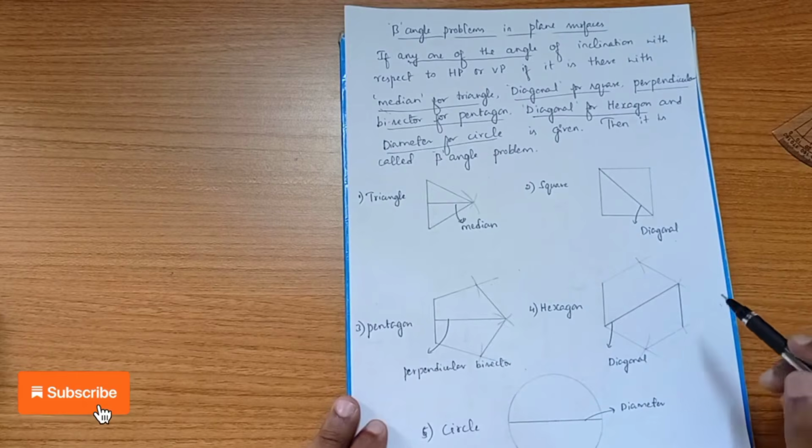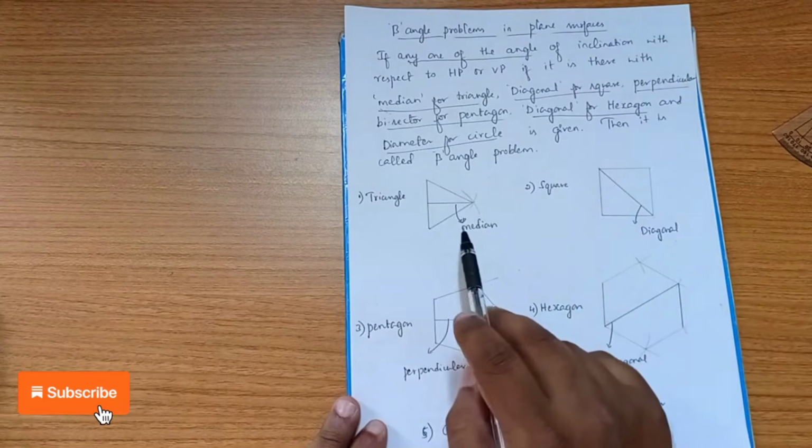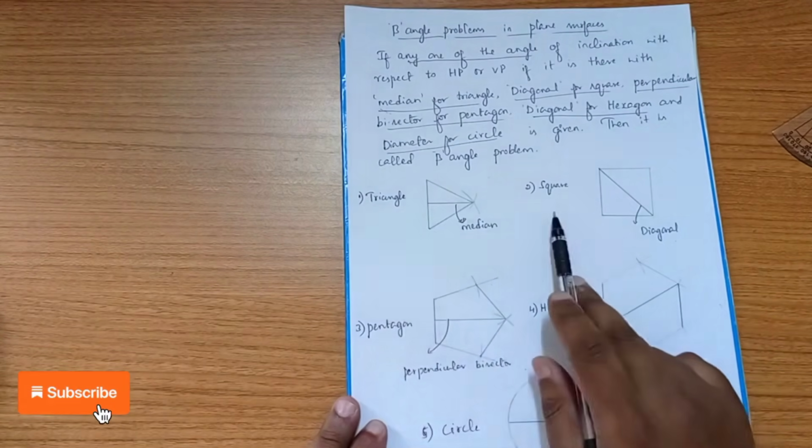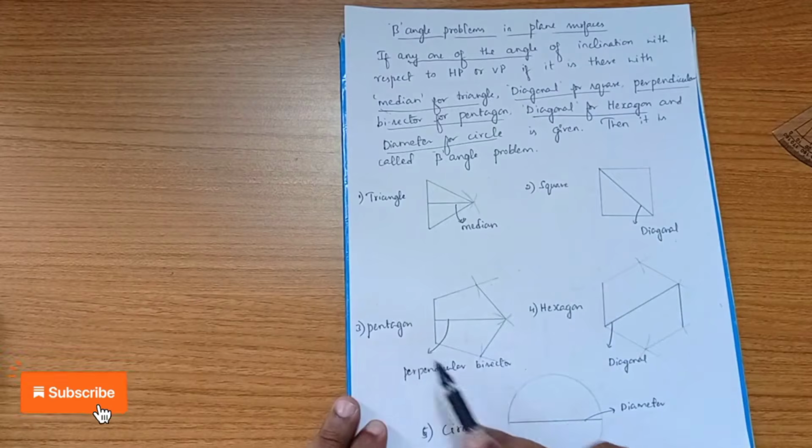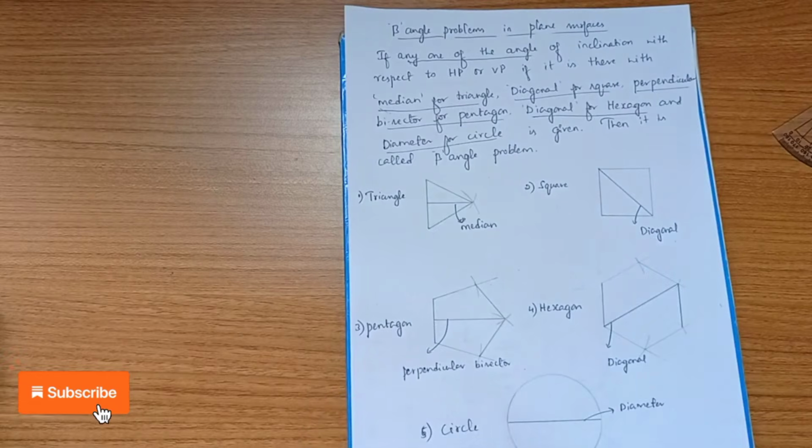So remember, if any one inclination, either to the HP plane or to the VP plane, is mentioned with respect to median for triangle, diagonal for square, perpendicular bisector for pentagon, diagonal for hexagon, and diameter for circle, then it is a beta angle problem.